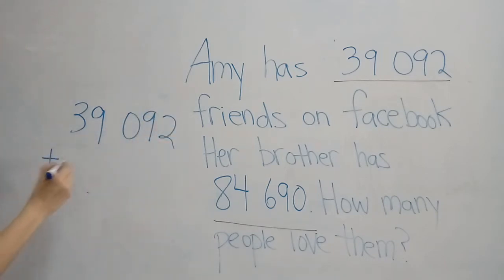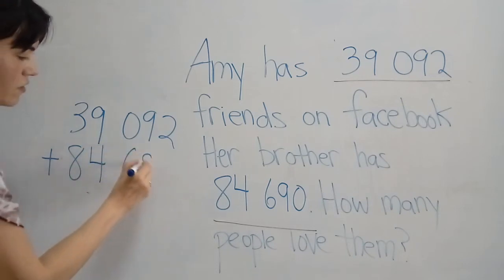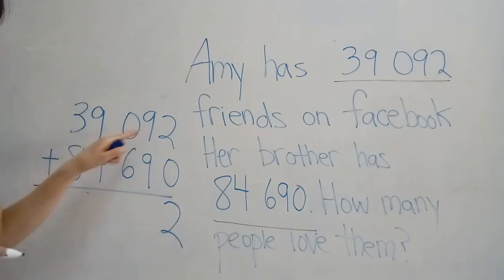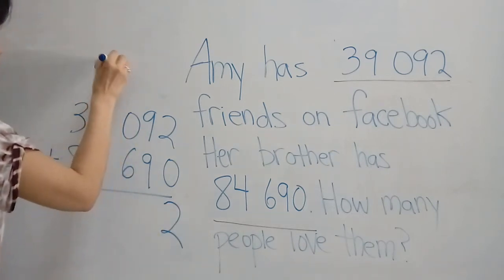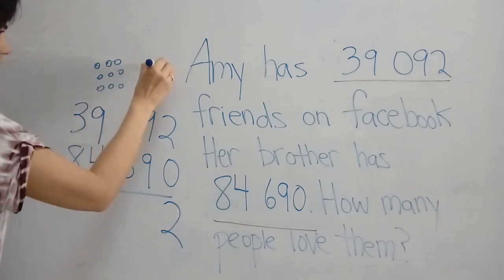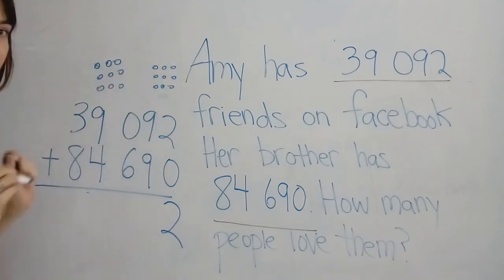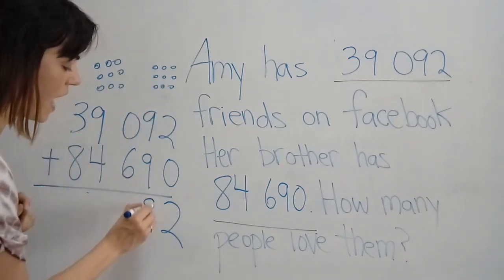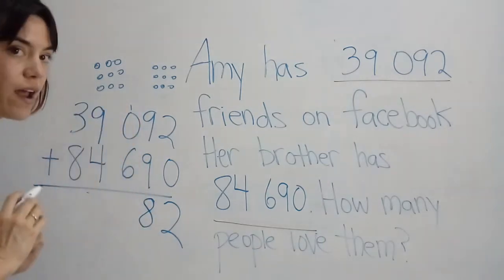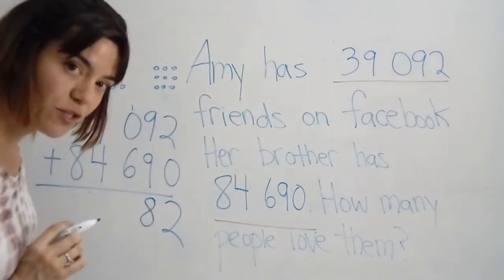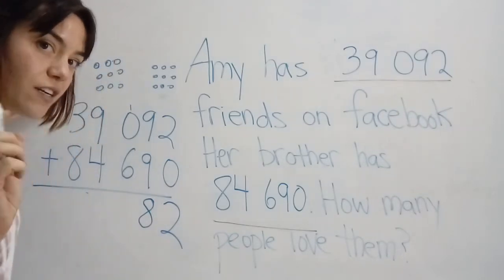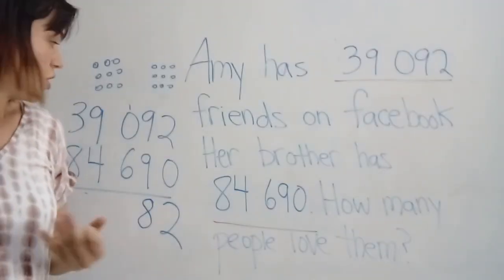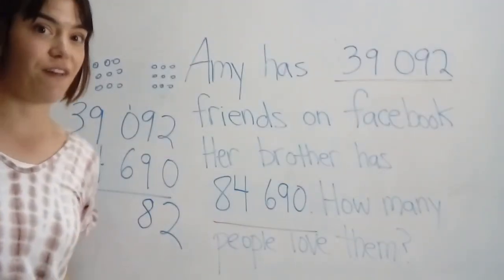39,092 plus 84,690. 2 plus 0 is 2. 9 plus 9, you're going to draw nine circles plus 9 circles equals 18. I put my 8 here. I put my 1 here. Take the time to draw these circles if you're not 100% sure, because that could be the difference between a couple of marks on the test, which could be the difference between a pass and a fail.